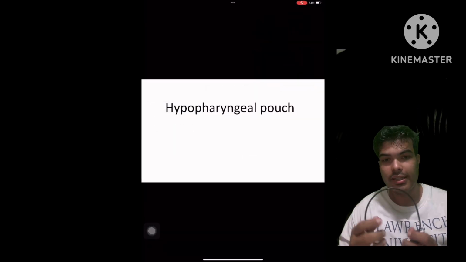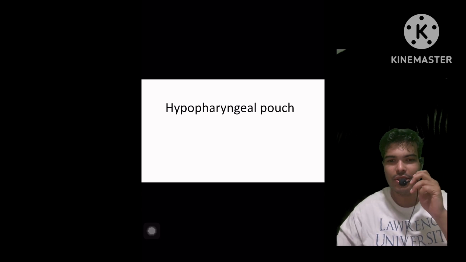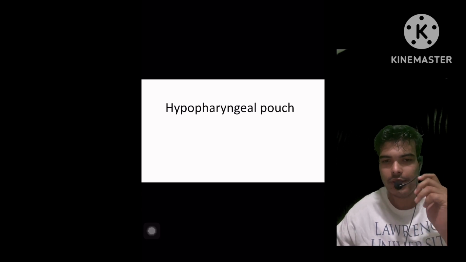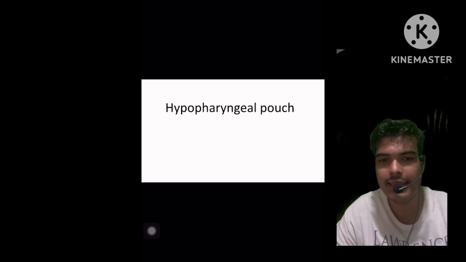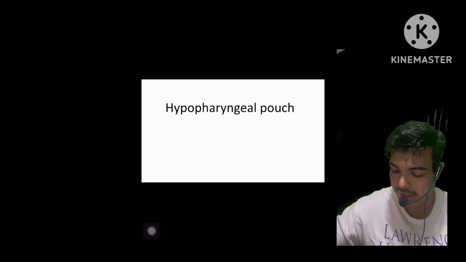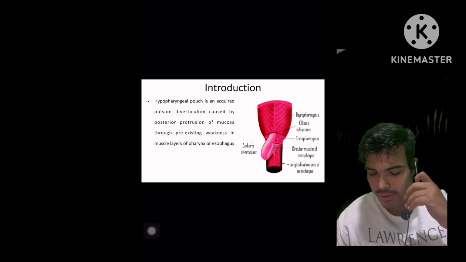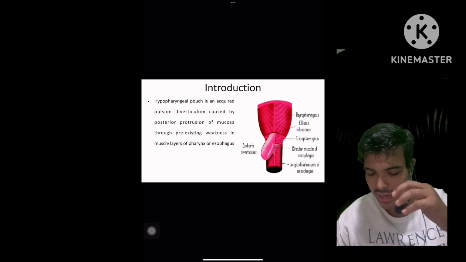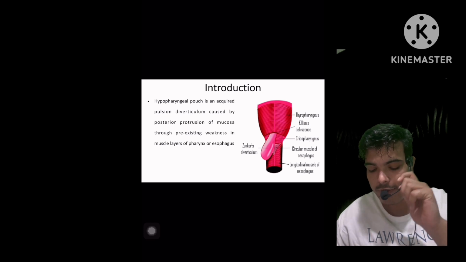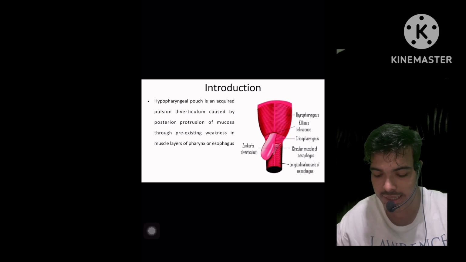So let's move on to the slides for hypopharyngeal pouch. And of course, we have already discussed that it is also known as Zenker's diverticulum, and all the extra points we have already discussed in the first module. I would also like to say that whenever we talk about this, if there is any dehiscence in the cricopharyngeus, it is known as Killian's dehiscence.